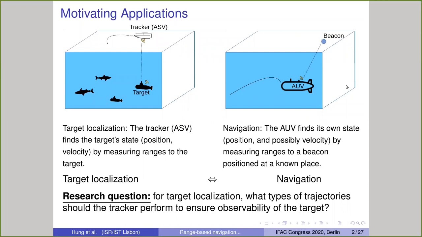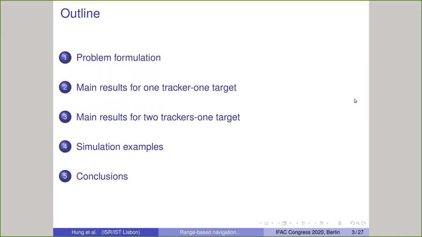That is, for the case of target localization, what trajectory should the tracker perform to make it able to localize the target, or to ensure the observability of the target? In this presentation, first we show how we formulate the problem and solve it with one and two trackers. Then we show some simulation results and we end the presentation with some conclusions.